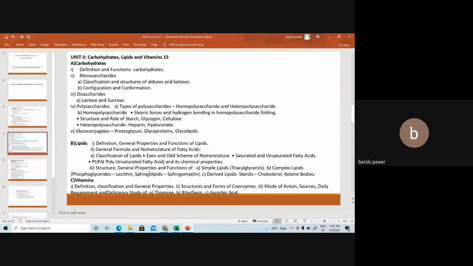And those vitamins also have other names. For example, vitamin C is also called ascorbic acid. Vitamin B1 is also called thiamine. Vitamin B2 is also called riboflavin. These names are also important because the other name can be asked in various exams.